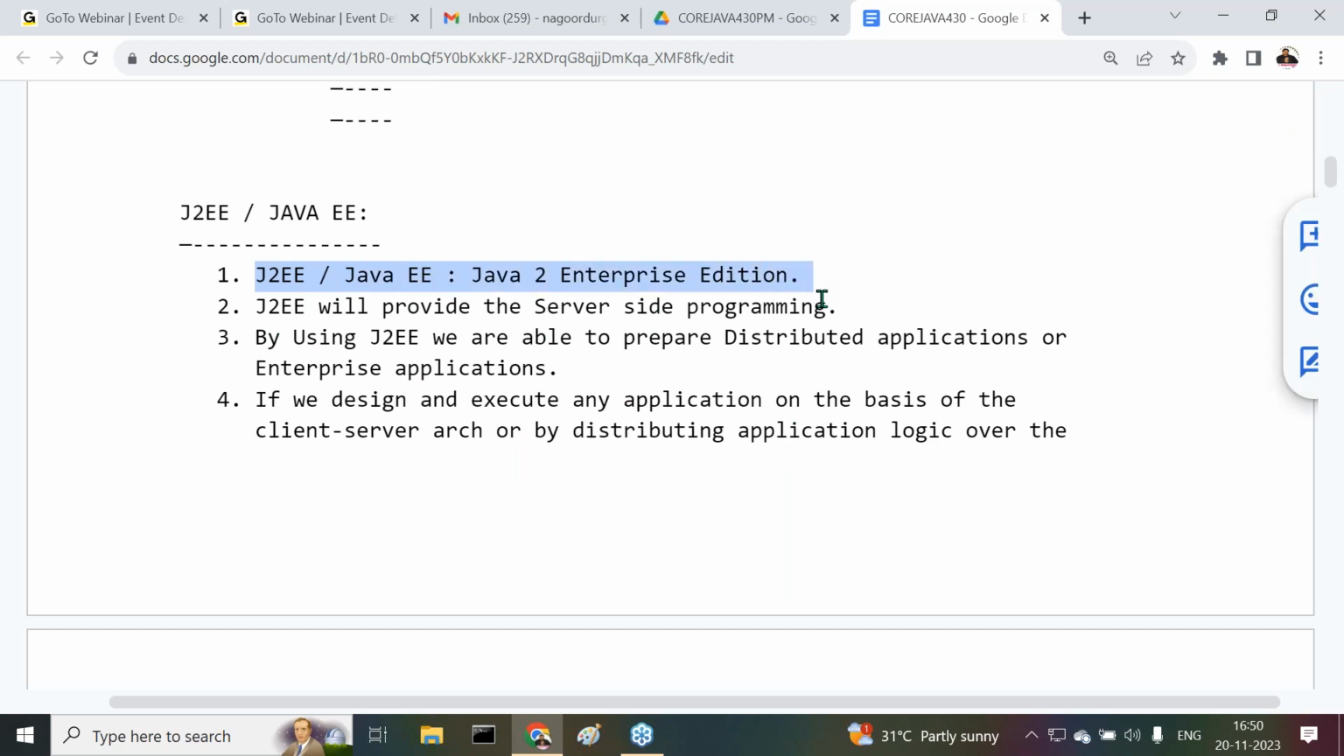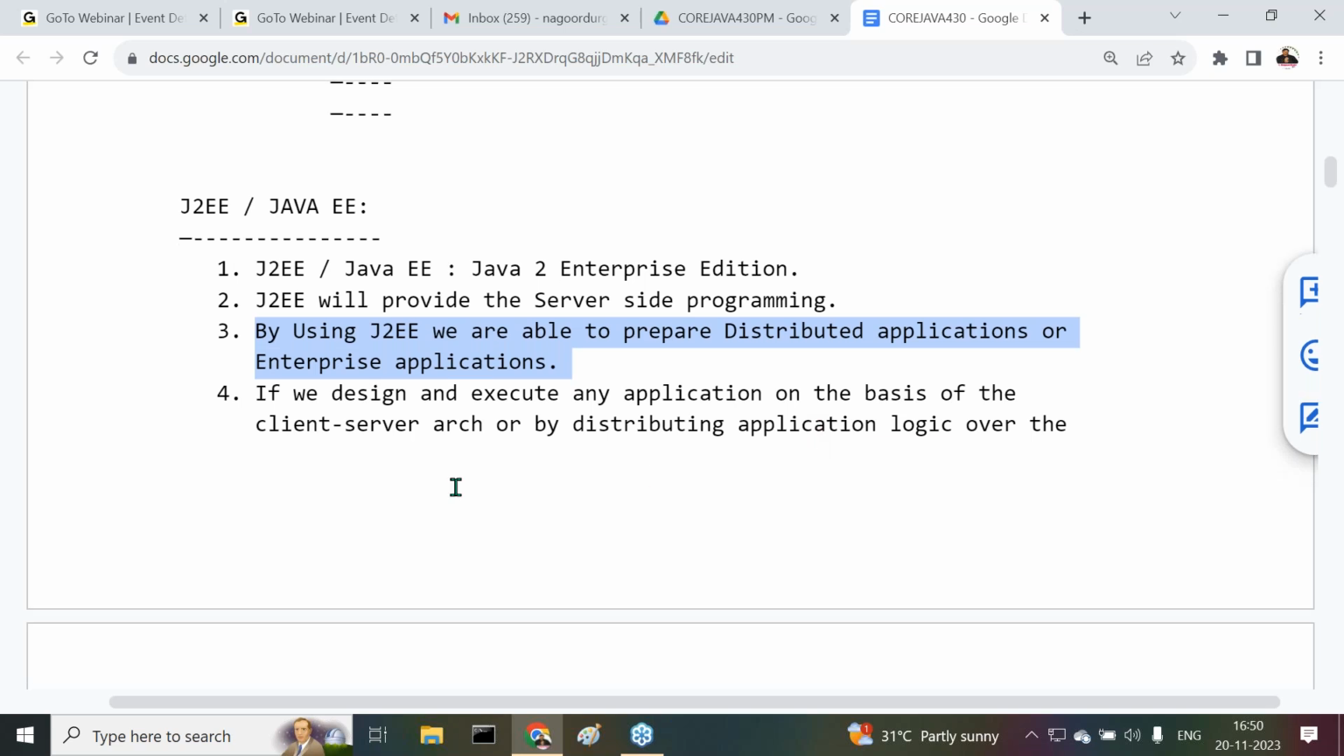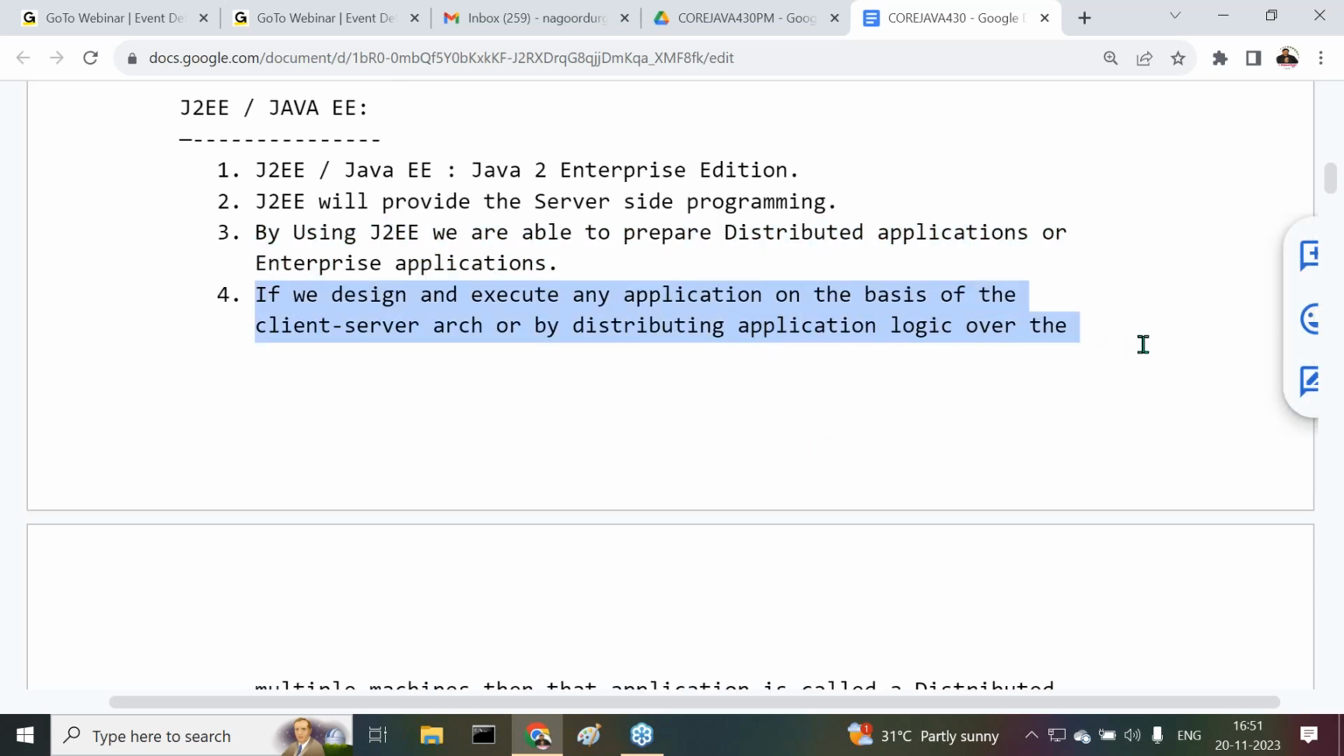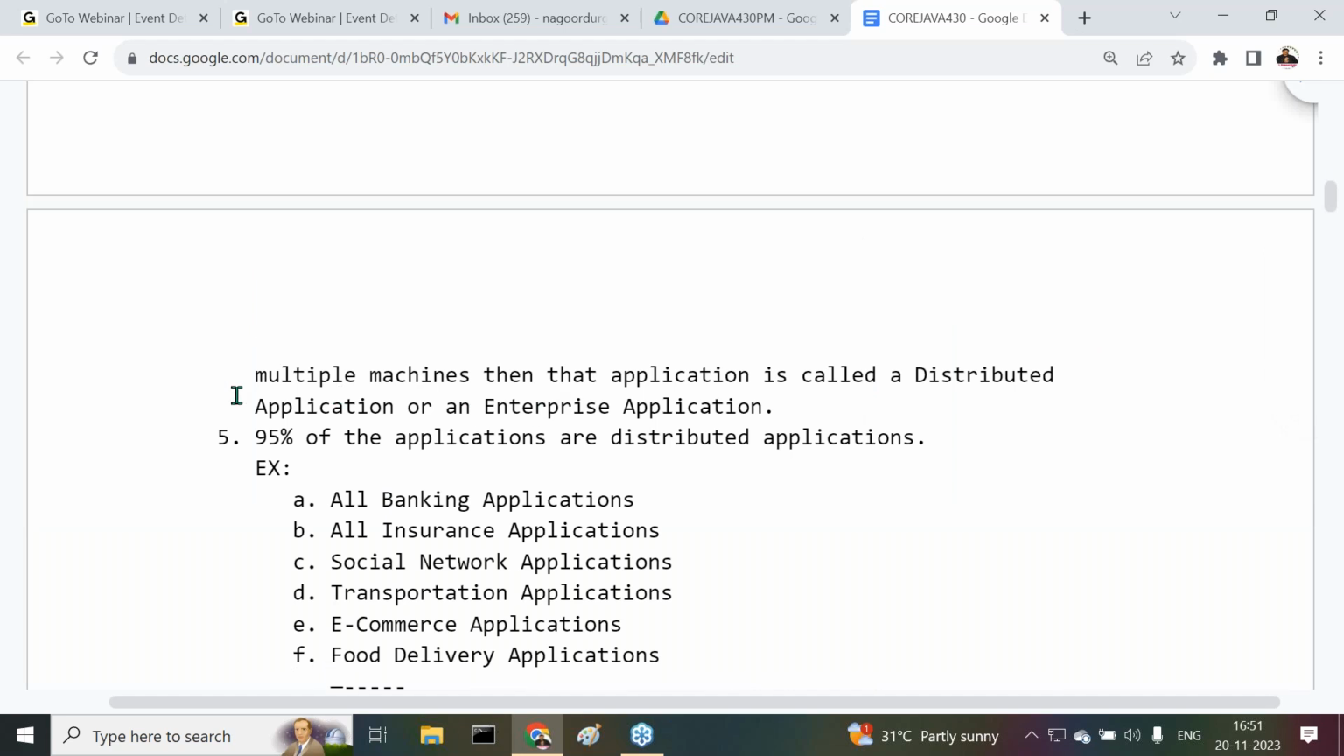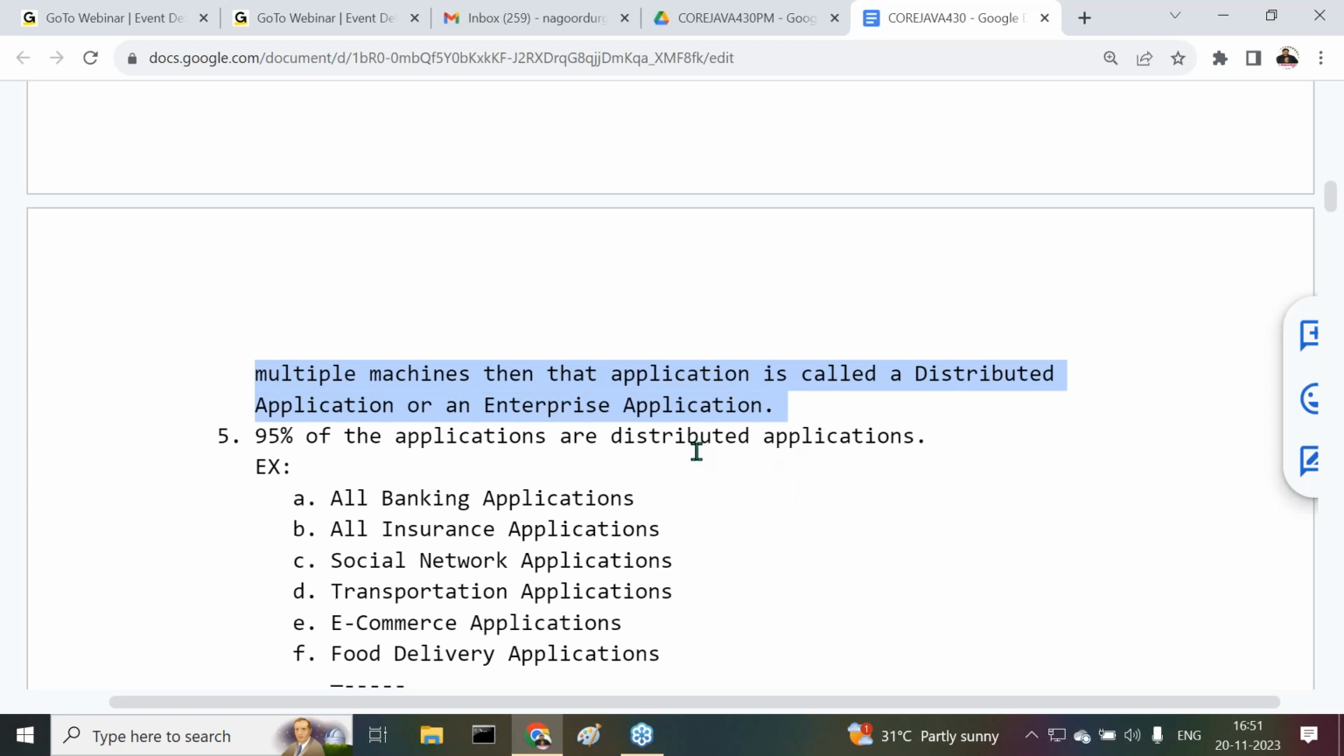J2EE stands for Java 2 Enterprise Edition. J2EE will provide server-side programming. By using J2EE, we are able to prepare distributed applications or enterprise applications. If we design and execute any application on the basis of the client-server architecture or by distributing application logic over multiple machines, then that application is called a distributed application or an enterprise application.